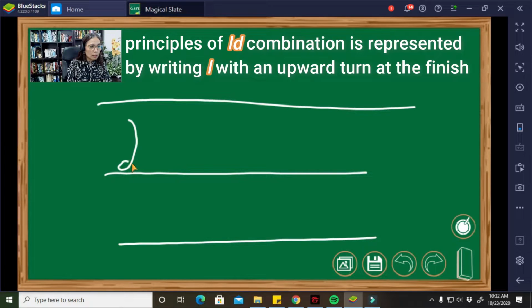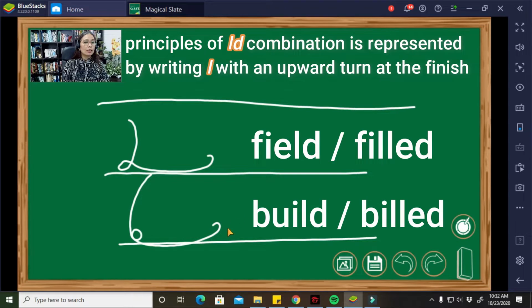Okay. And a small circle. Then where? Okay. And then this one. Okay. And that one. Okay. So what's the word? This one is field. And this one, build. Very good. Okay. So those are the combination of LD.